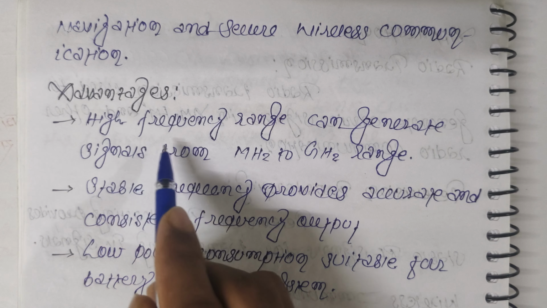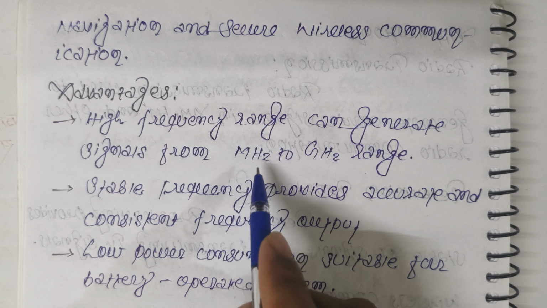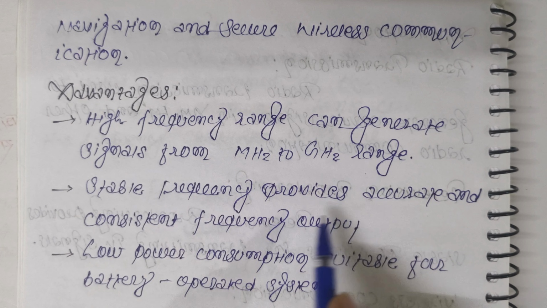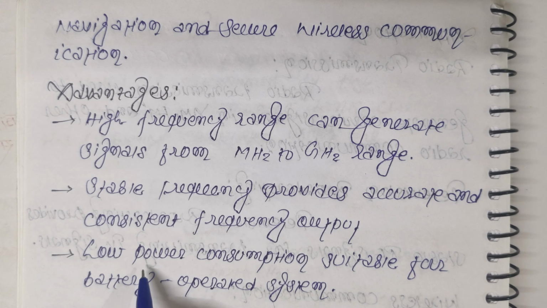Now we know friends advantage. First advantage, high frequency range, and generate signals from MHz to GHz range. Stable frequency provides accurate and consistent frequency output. And then next, low power consumption, suitable for battery operated system.